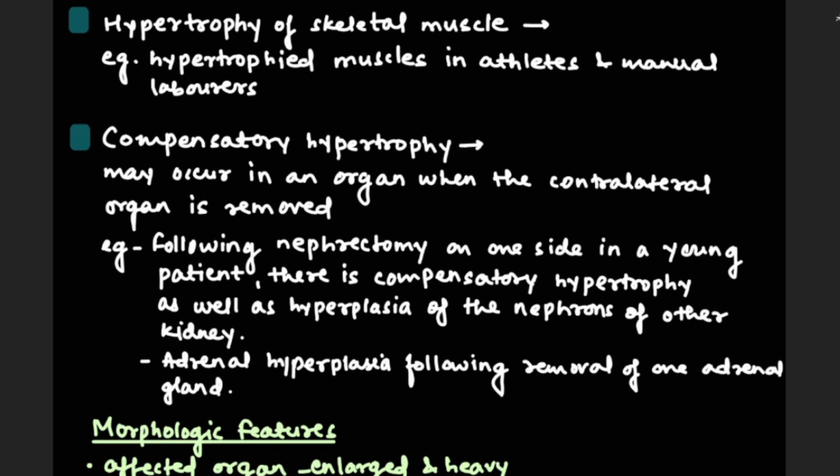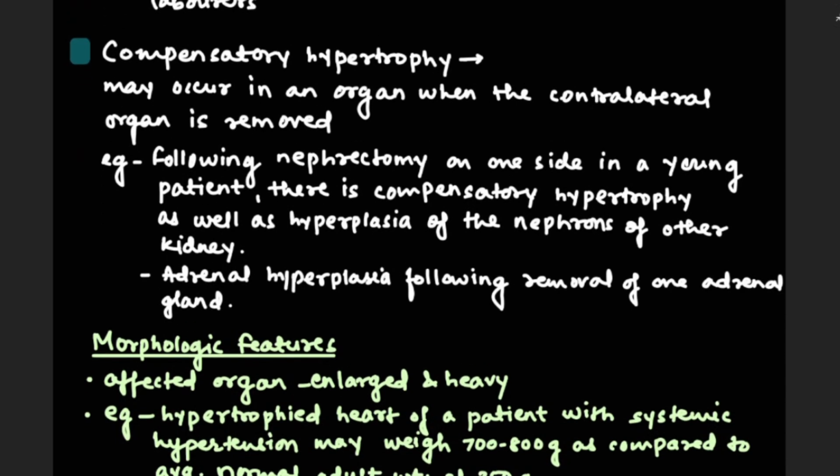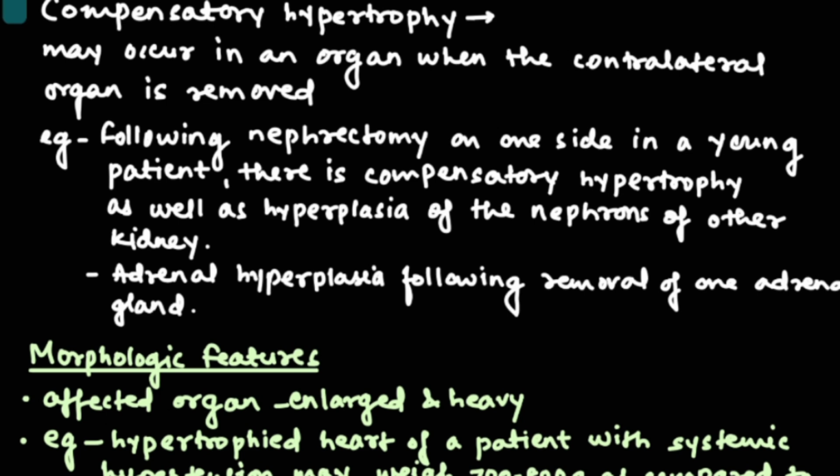Next is compensatory hypertrophy. It may occur in an organ where the contralateral organ is removed. That means if there is a nephrectomy on one side in a young patient, then there is compensatory hypertrophy as well as hyperplasia of the nephrons of the other kidney.